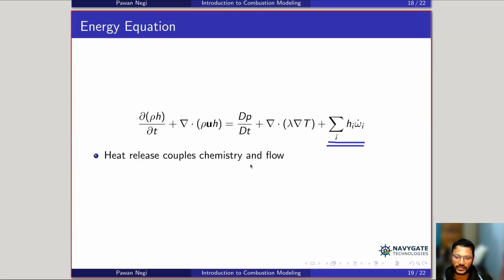This heat release couples the chemistry and the flow. This is the heat release, and this is the enthalpy of the flow. It strongly affects the density and pressure of the flow.